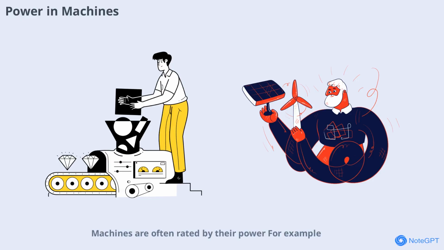Machines are often rated by their power. For example, a car engine's horsepower or a blender's wattage tells us how quickly they can do work. High-power machines can accomplish tasks faster, which is why power ratings are so important in engineering and product design. Understanding this helps us choose the right tools for the job.